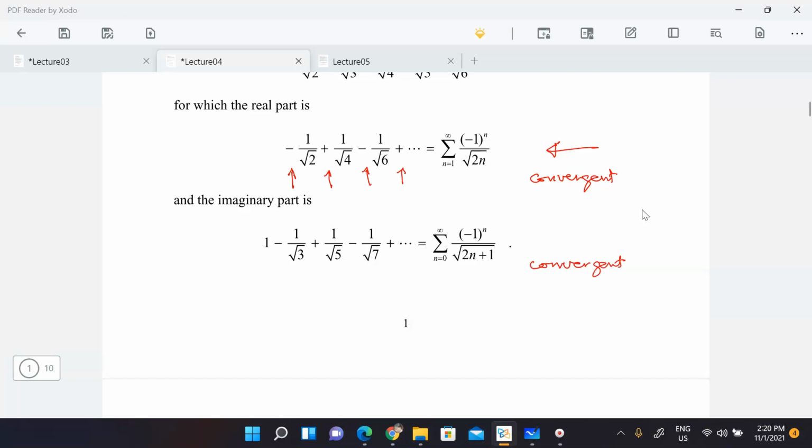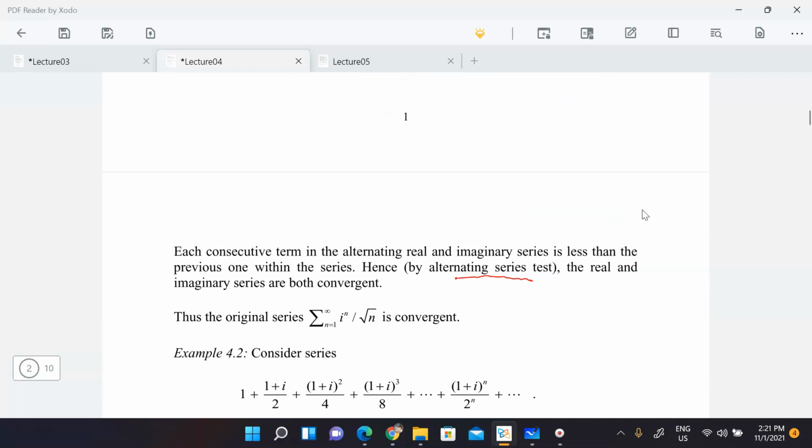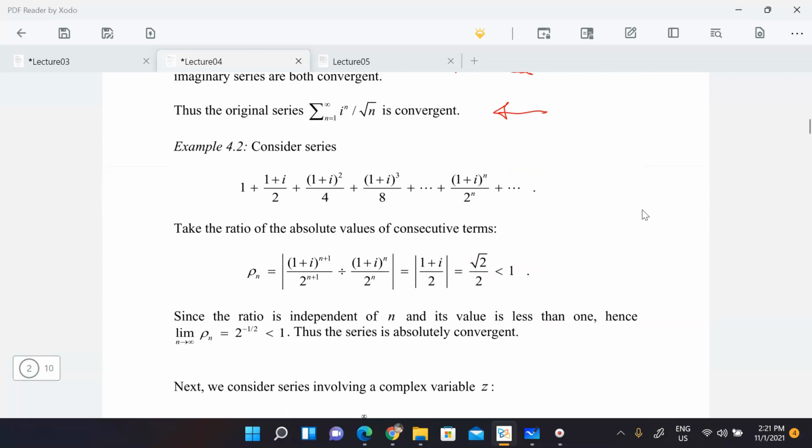Okay, so you check the convergence of this particular series. In other words, if the real part is convergent and the imaginary part is convergent, then we say the original series in terms of the complex numbers is also convergent. Okay, so the next thing is to do another different example. The first example seems to be convergent for all real and imaginary parts.